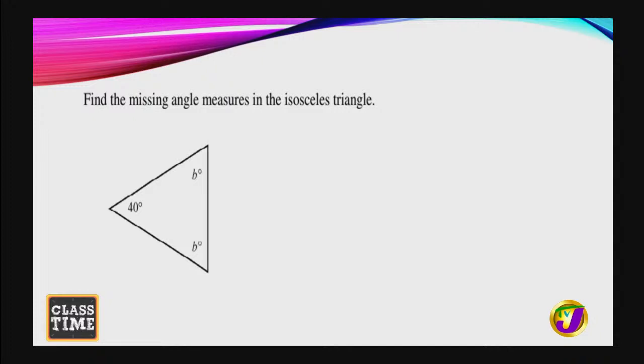So we have B degrees plus B degrees. Remember, we're trying to find everything. So everything in this triangle should add up to 180 degrees. So it's 40 degrees plus B degrees plus B degrees. And we know that from algebra, B plus B would give me 2B. So the value of these two angles that are missing must be the same. They're the same measure. Oh, okay, that makes sense. So that's the reason why we're dividing by 2.